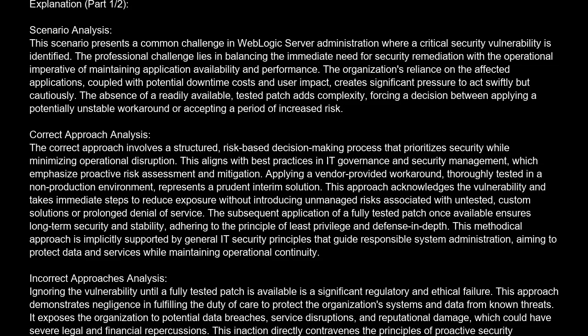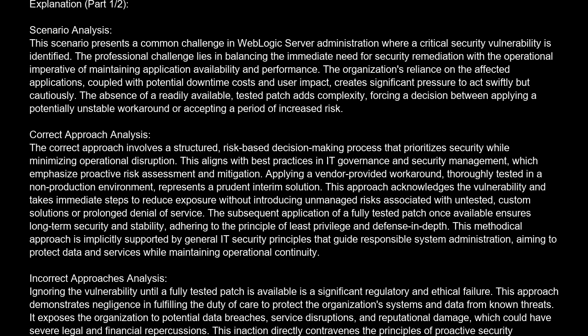The correct answer is A. Apply a vendor-recommended workaround, thoroughly tested in a staging environment while awaiting a definitive patch. Explanation. Scenario analysis. This scenario presents a common challenge in WebLogic server administration where a critical security vulnerability is identified.